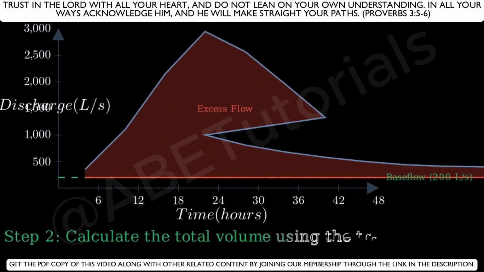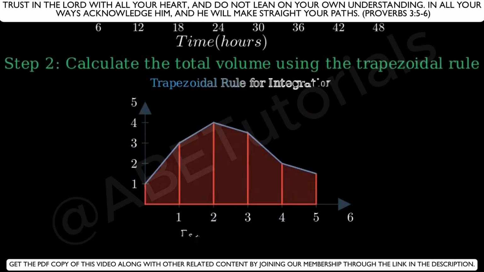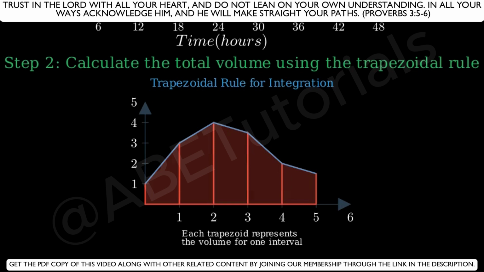Step 2. Now we need to calculate the total volume of excess water. To do this, we'll use the trapezoidal rule for integration. Since our data points are at regular time intervals, this is an appropriate method. The readings are taken every 3 hours, which is 10,800 seconds. We have 15 data points, meaning 14 intervals between them.